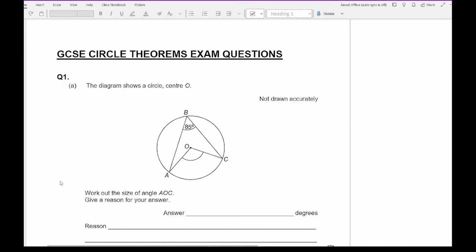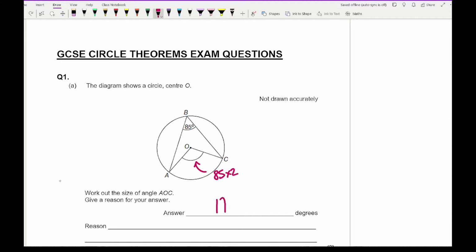So first things first, I can see an arrowhead, so that's the theorem I'm going to be using. What I know is that with the arrowhead, the angle at the circumference is half the size of the angle at the centre. So for this one I simply do 85 times 2, which gives me an answer of 170 degrees.